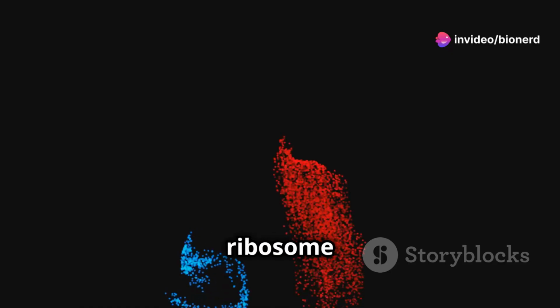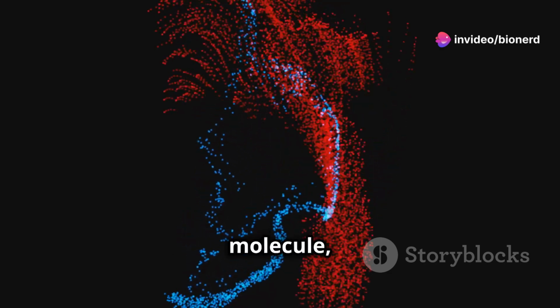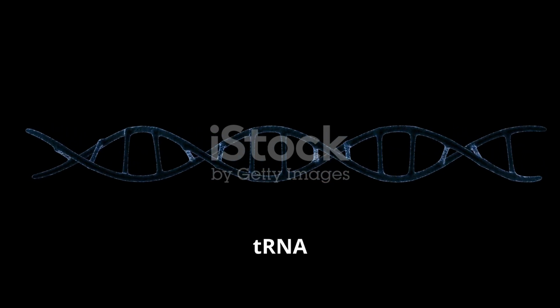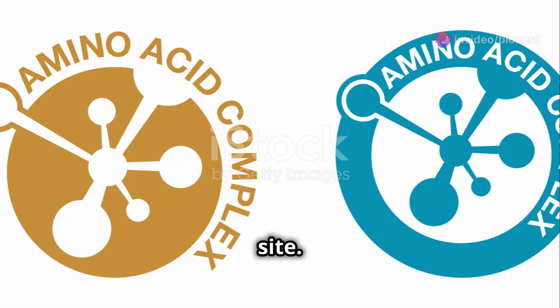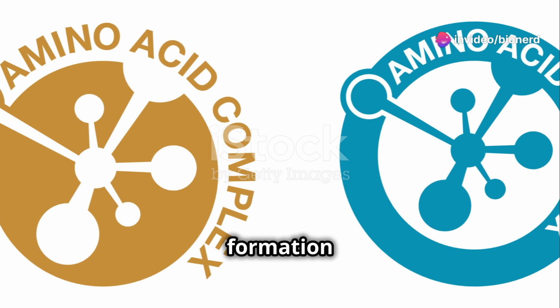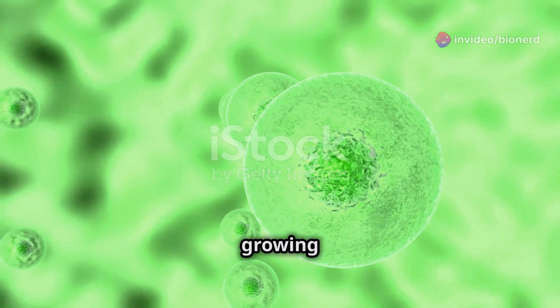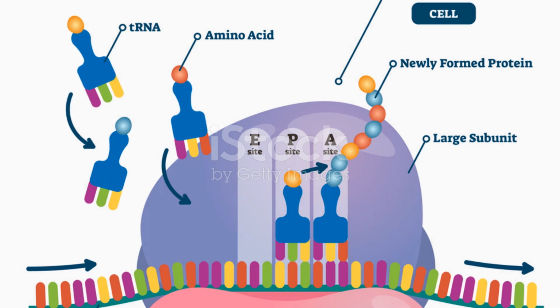During translation, the ribosome moves along the mRNA molecule codon by codon. At each codon, the ribosome pauses, allowing the correct tRNA molecule to bind to the A site. The ribosome catalyzes the formation of a peptide bond between the amino acid on the tRNA at the A site and the growing polypeptide chain.